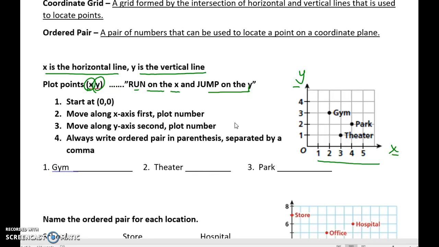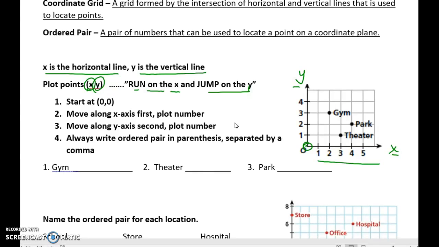Let's start with our number one rule. We start at 0, 0. So 0, 0 is right here. 0 on the X, 0 on the Y, right there in that corner. We're going to move along our X-axis first, and plot our number, and then move along our Y-axis second and plot that number. We always write the ordered pair in parentheses and separate it by a comma.